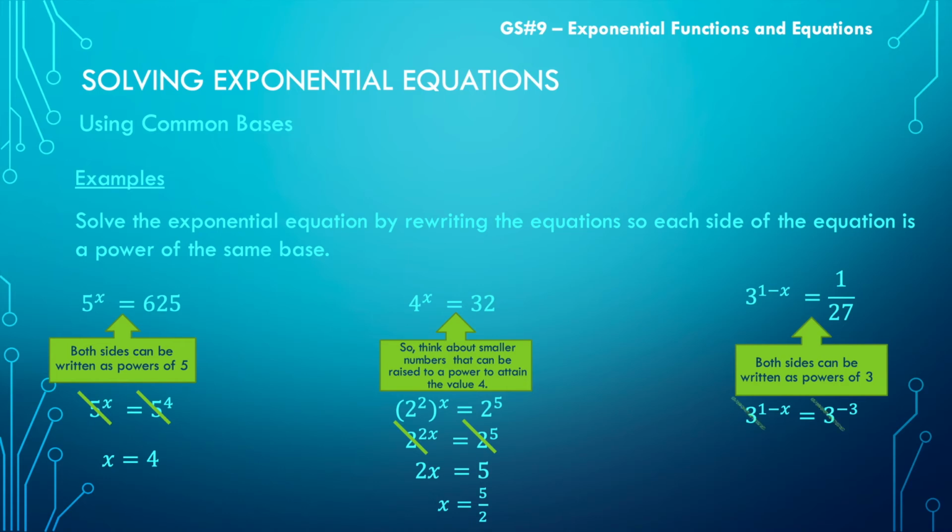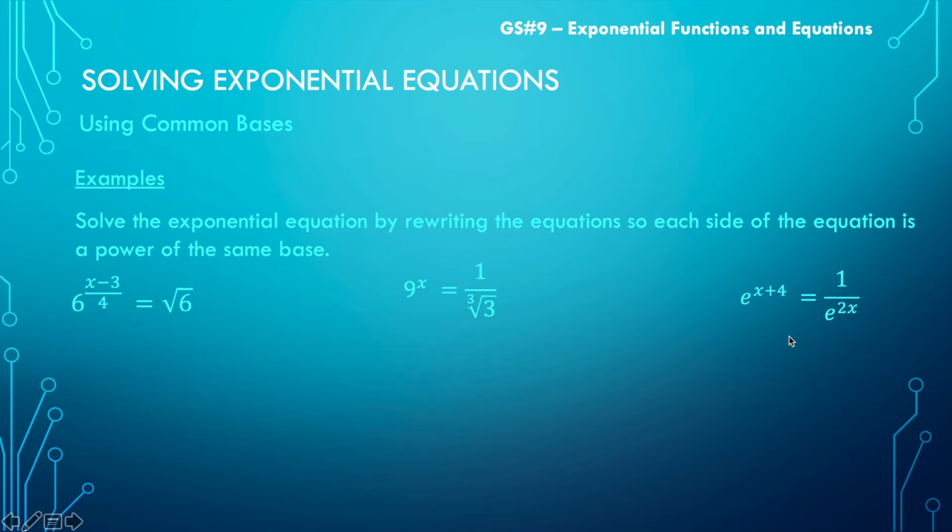We can cancel your bases and then equate the exponents. 1 minus x is equal to negative 3, which means negative x is equal to negative 4. And then dividing out a negative 1 on both sides, we would have x is equal to 4. Again, take the time and sub it back in and make sure that you get the output that you really want. Okay, a few more examples.